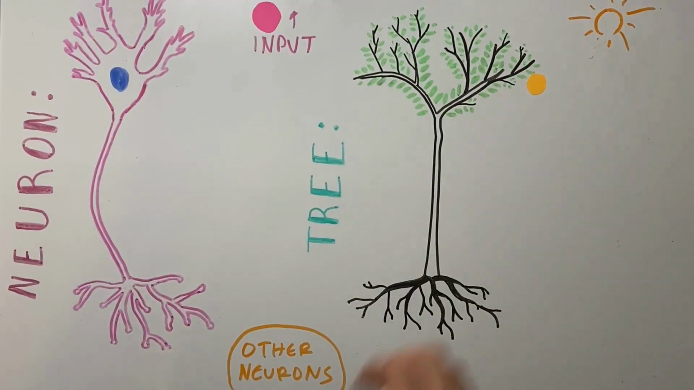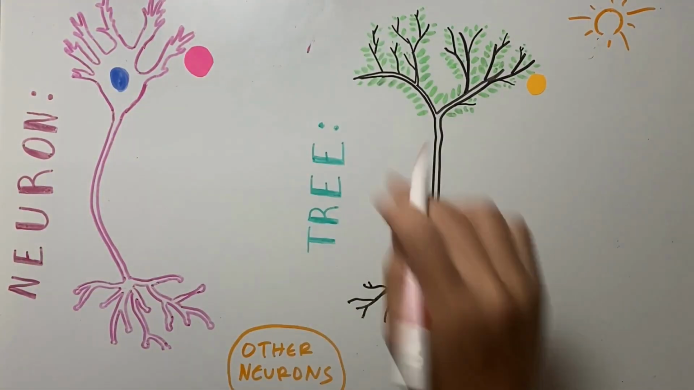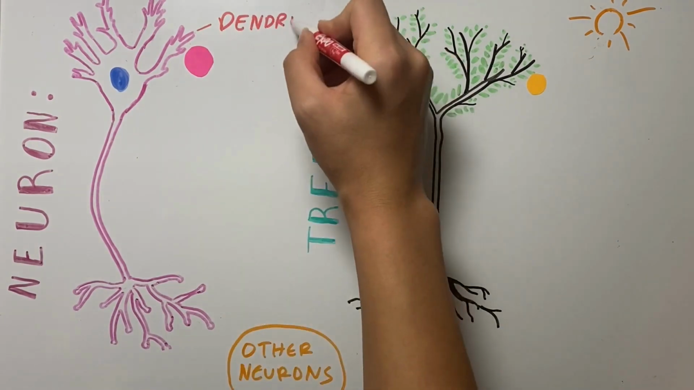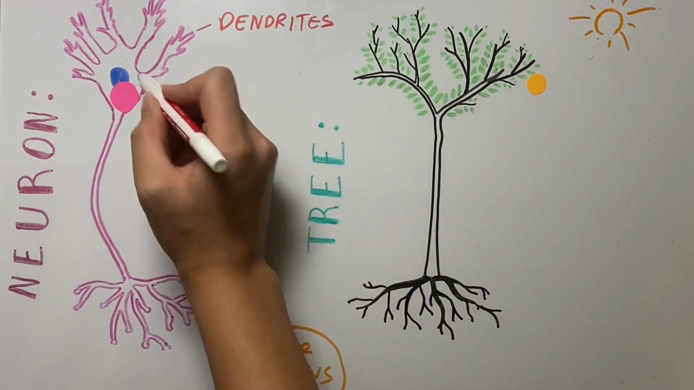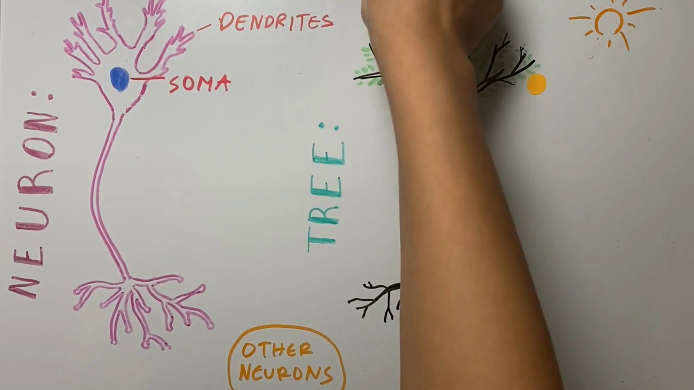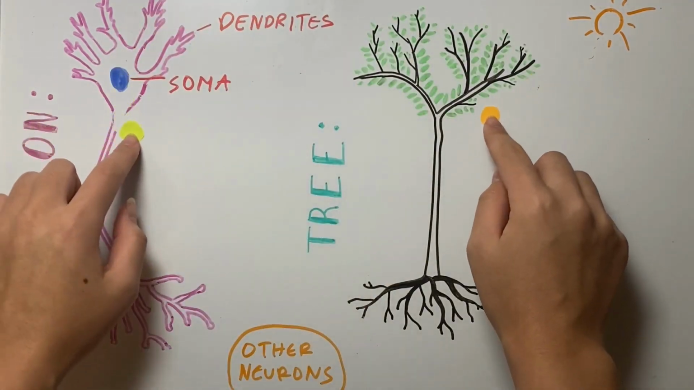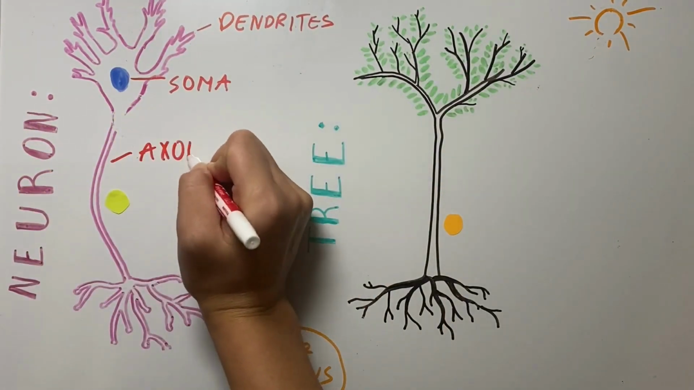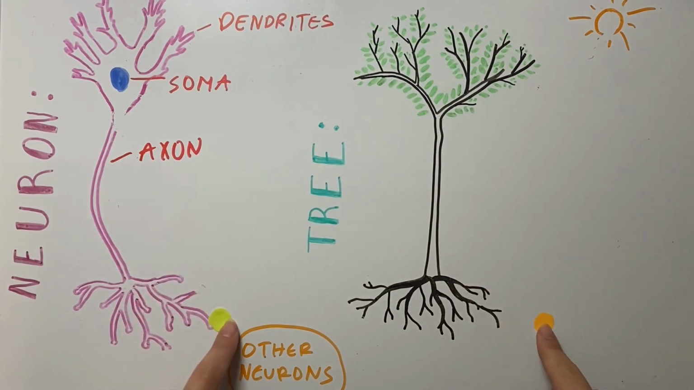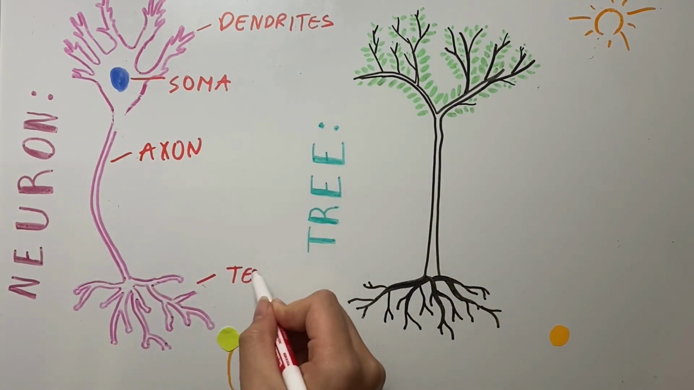Like branches with leaves absorbing sunlight, the dendrites receive inputs from other cells. Then this input is transmitted through the soma and into the axon, or the tree trunk, and eventually reaches the axon terminals, or the roots, which finally sends its outputs to other neurons. And just like how a tree has its bark, the neuron has the myelin sheath.